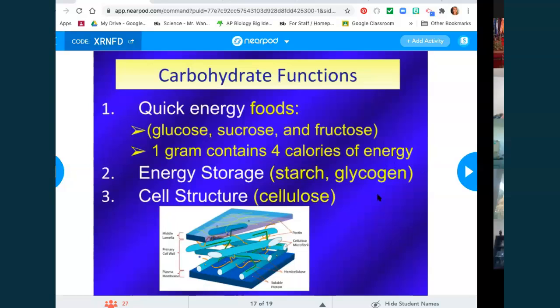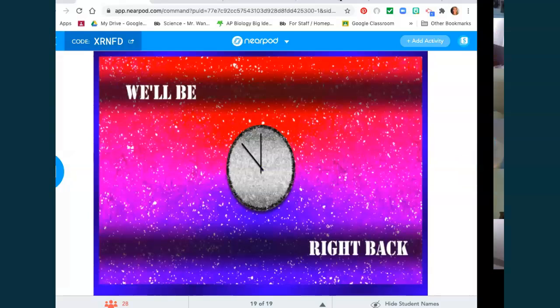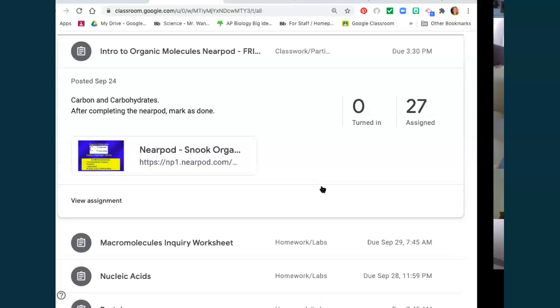So energy storage, the more complex, the more it's going to store. So starch and glycogen, starch for plants, glycogen for us. Cellulose is in the cell walls of plants. These blue tubes, that's cellulose. So you can see how it's between the inner and outer layer of the cell wall. Okay. So that is what I have for your carbohydrates. Do you currently have any questions over carbohydrates or carbon?